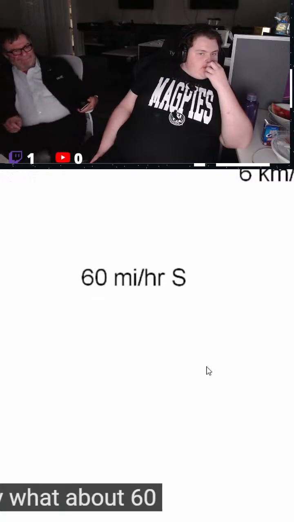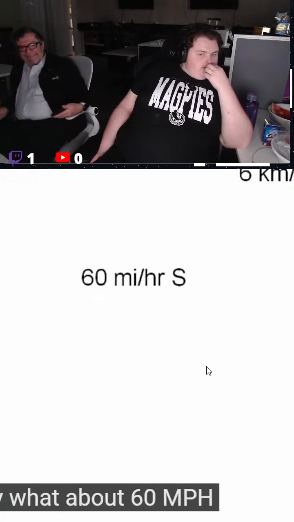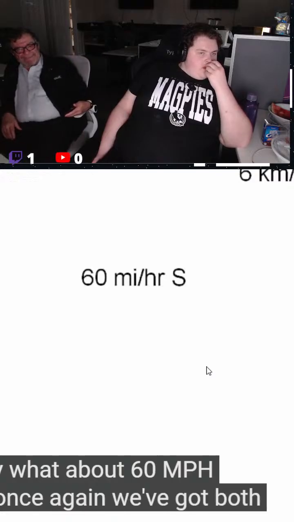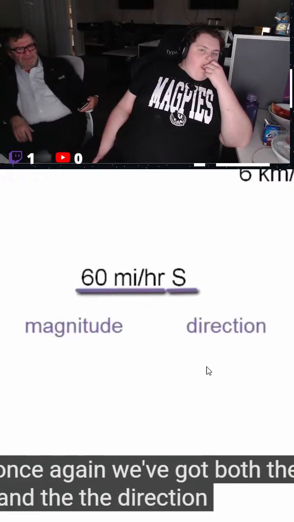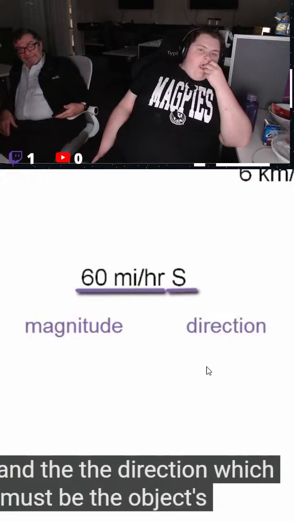Lastly, what about 60 miles per hour south? Well, once again, we've got both the magnitude and the direction, which means this must be the object's velocity.